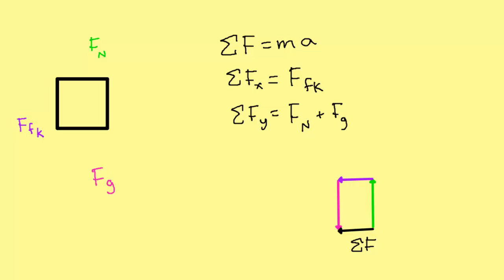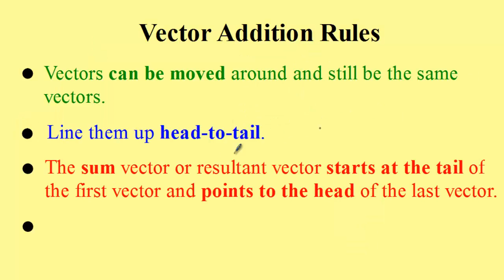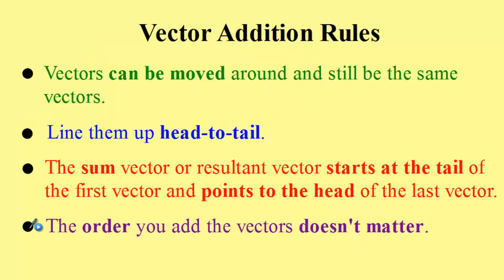So right here, the sum of the forces in the y direction should be 0, and we should be left with this force of friction, which is our sum of our forces. And so we got that right here by using vector addition. Now we had one more rule in our vector addition rules, so let's see what it is.